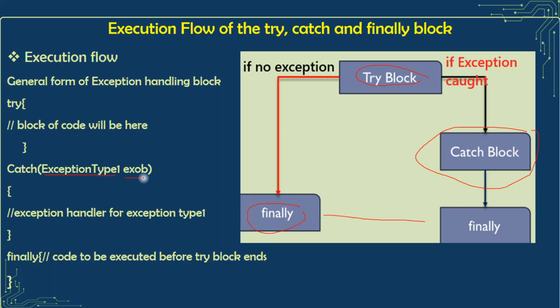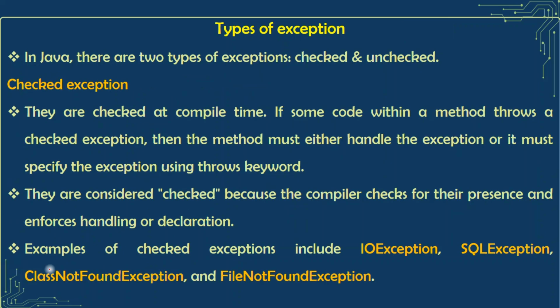As I've told you before, when an exception occurs, an exception object is automatically created and thrown. So exception handling code will be written right here, and the finally block will be written right here, and the code which has to be executed whether there is an exception or not will be written inside this curly brace. So let's see types of exceptions.